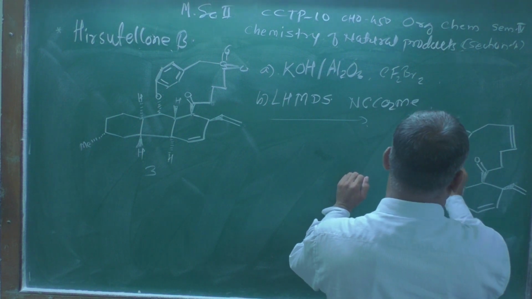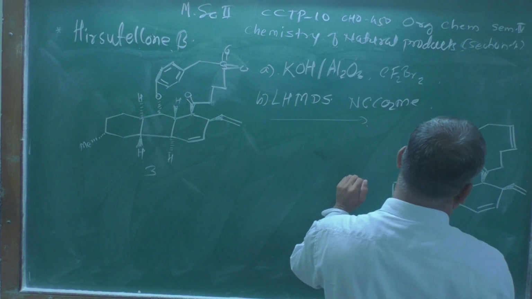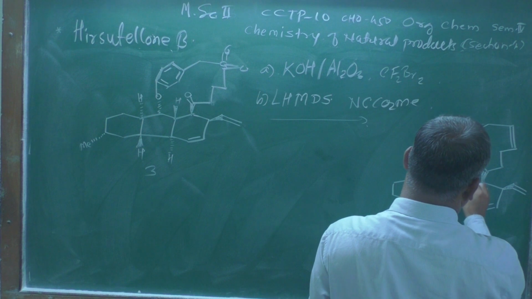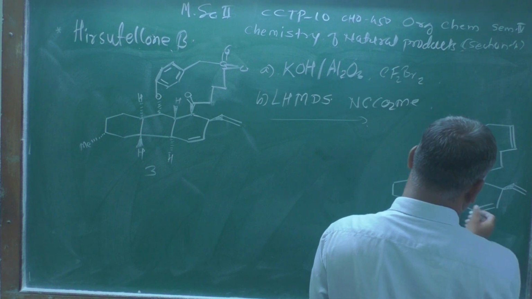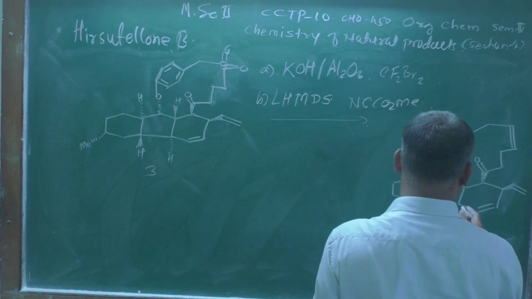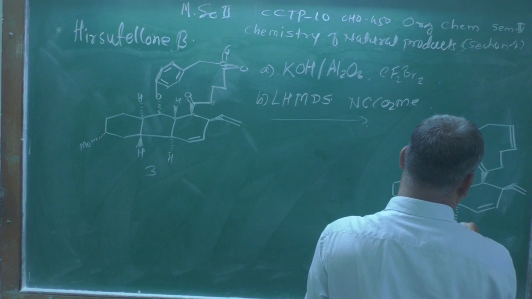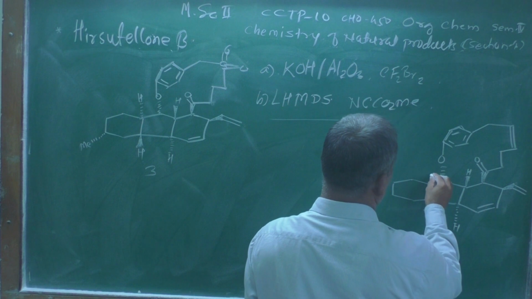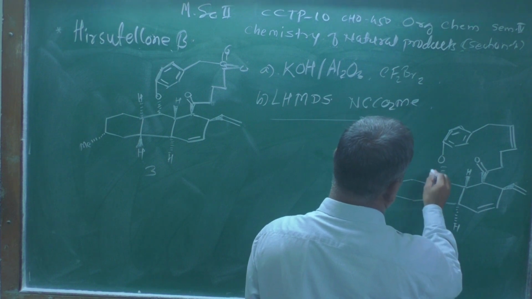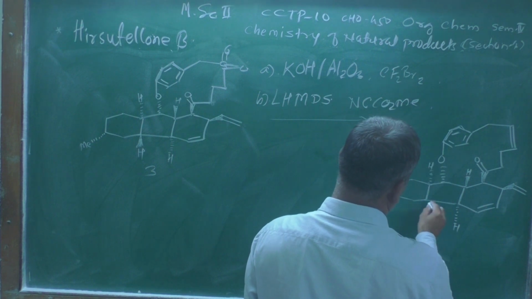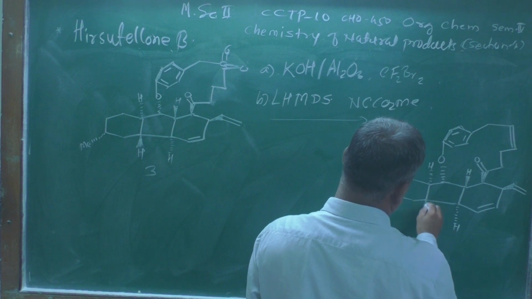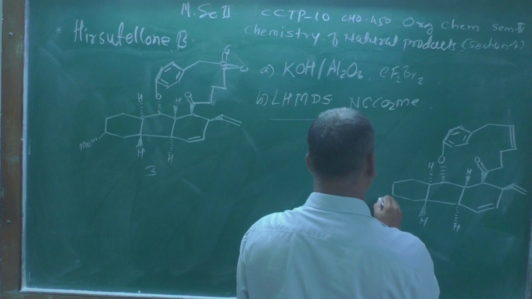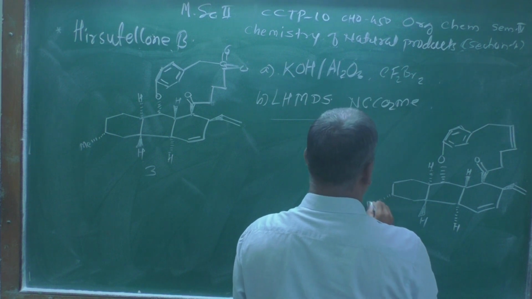Here is the oxygen atom, and we can show this one. The rest of the thing as it is, the hydrogen atom I am representing here is above the plane, and this hydrogen atom should be below the plane. This hydrogen atom should be above the plane because this is a trans junction, and this hydrogen atom should be below the plane, and this methyl group remains as it is.